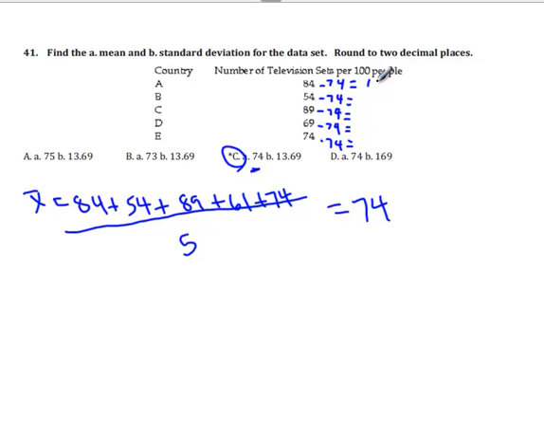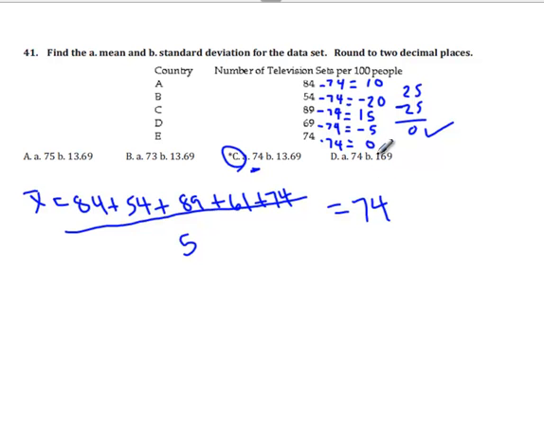So we've got a 10. 54 minus 74 is a negative 20. 89 minus 74 is positive 15. 69 minus 74 is negative 5. 74 minus 74 is 0. If we were to add these up, we've got a 10 and a 15, that's a 25. We've got a negative 20 and a negative 5, that's a negative 25. So those deviations add up to 0, and that makes me know that that part is correct.